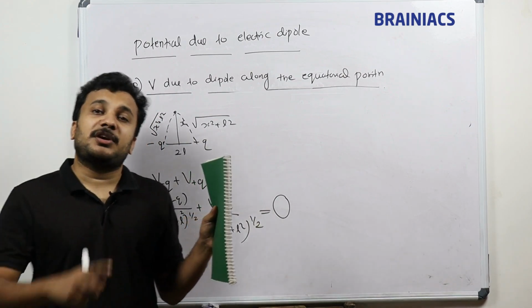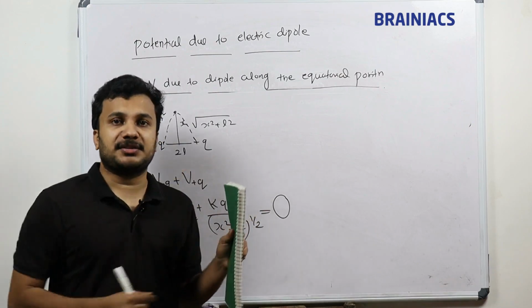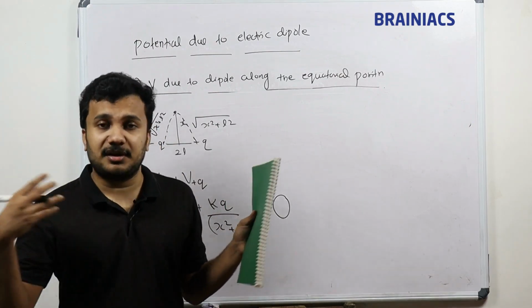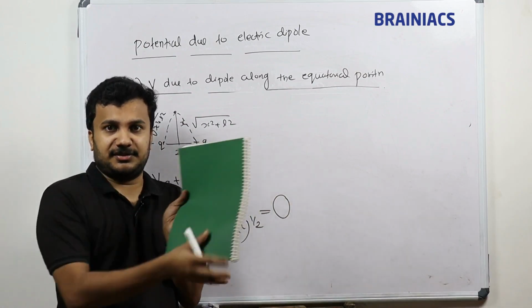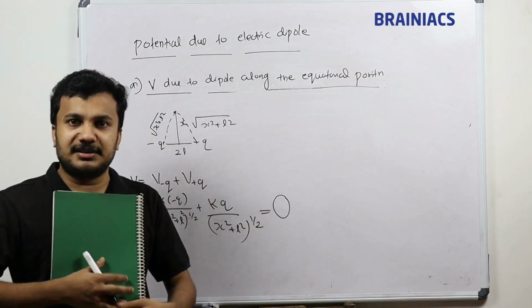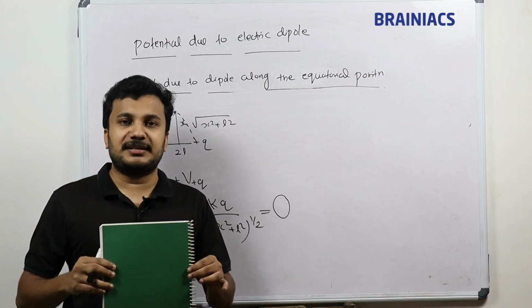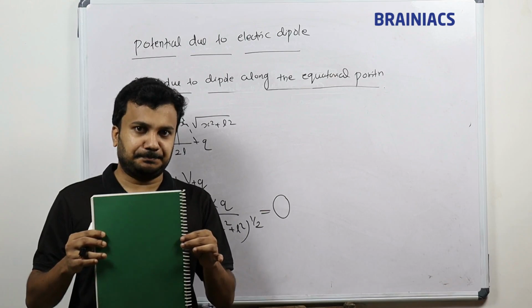Now if I ask you, what is the potential difference between two points? The potential itself is 0, so 0 minus 0 is 0. Such a surface, like this book, is known as an equipotential surface.